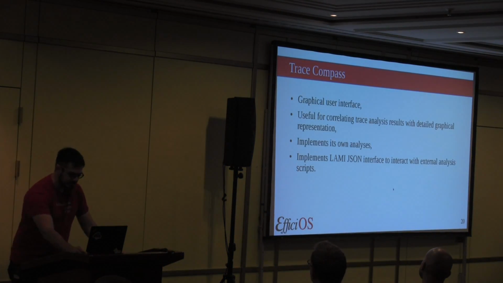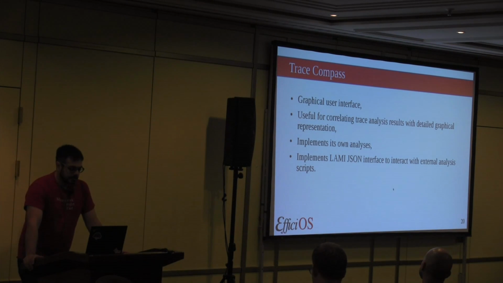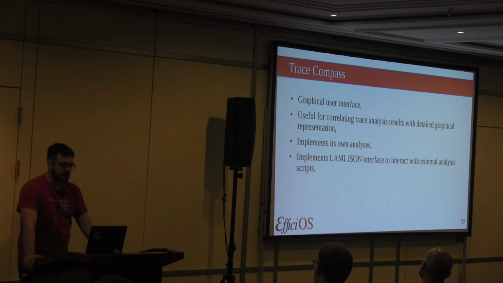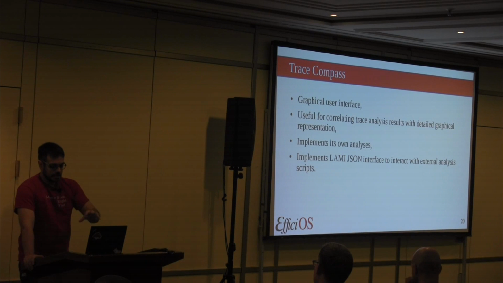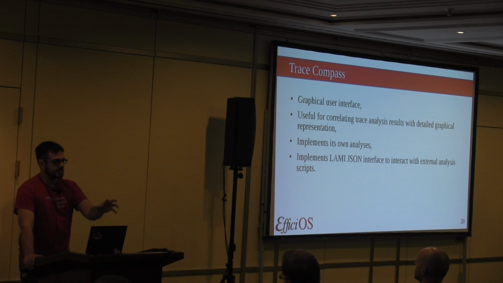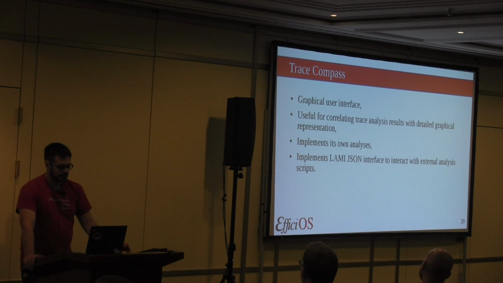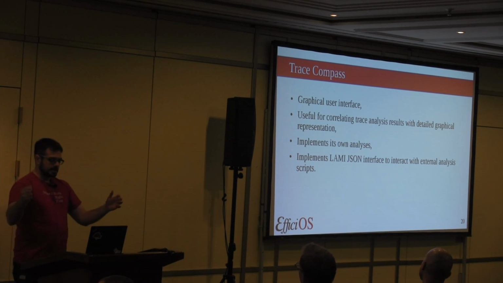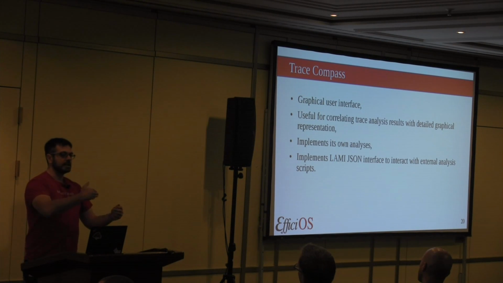So the next aspect is Trace Compass. It's a graphical user interface which is useful for correlating trace analysis results with detailed graphic representation. Once you identify your problem, you know approximately when in time it happened, and you have statistical tools to figure that out, then we provide graphical analysis tools to dig even further. Trace Compass has its own analysis, but we also created a JSON interface, the spec is called Layline. It's an interface to extract data from the external analysis scripts back into Trace Compass.